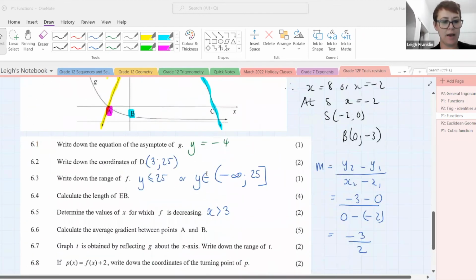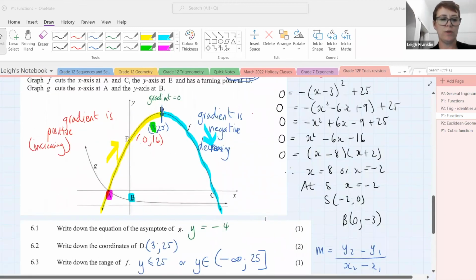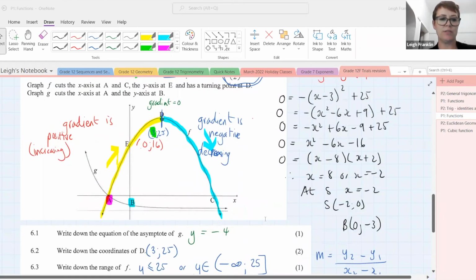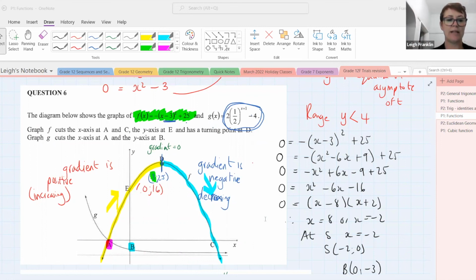Okay, and then here, if P of x is f of x plus 2, write down the coordinates of the turning point of P. So in other words, what we're doing to create P of x is taking f of x and moving it 2 units up. Okay, so it's still going to be in the same place as far as left and right is concerned. It's just been moved 2 units up.